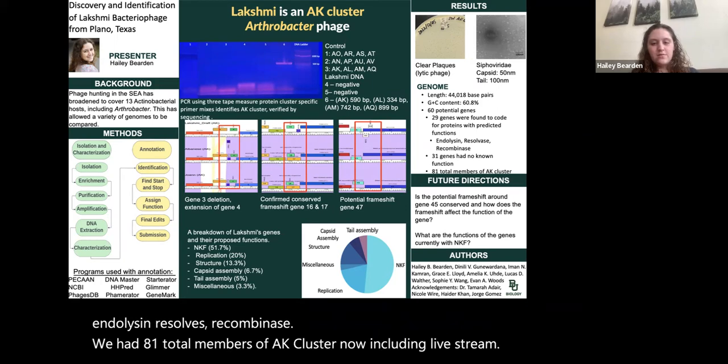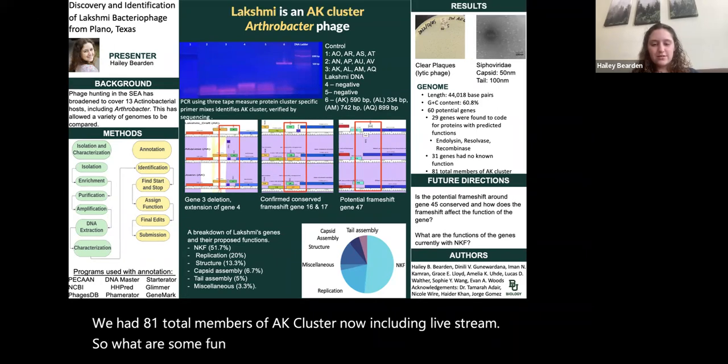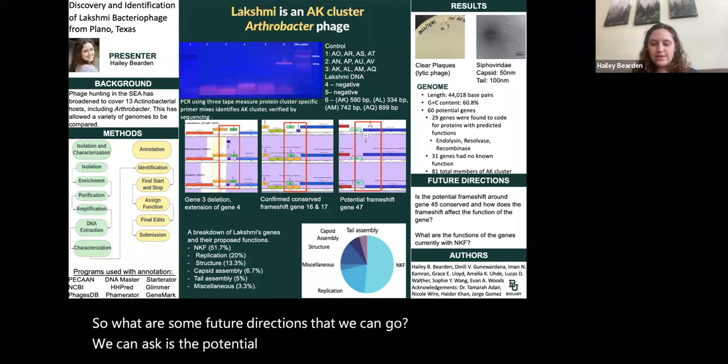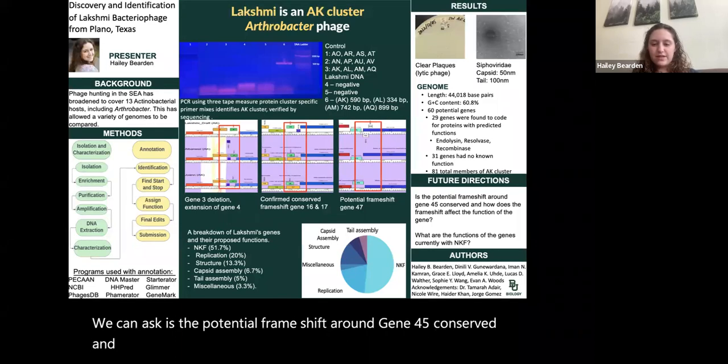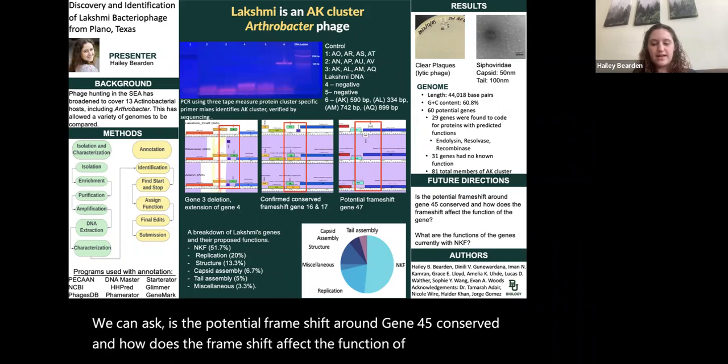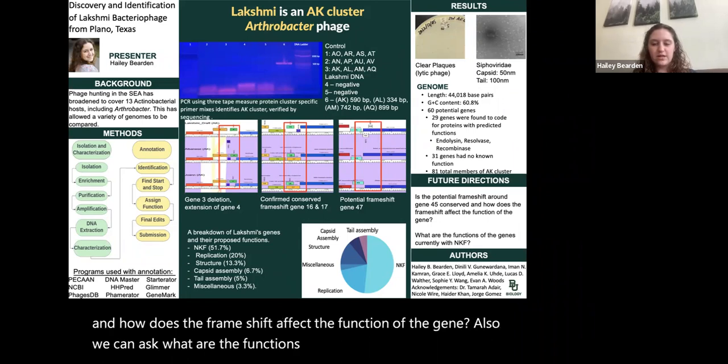So, what are some future directions that we can go? We can ask, is the potential frameshift around gene 45 conserved, and how does the frameshift affect the function of the gene? Also, we can ask, what are the functions of the genes currently with no known function?